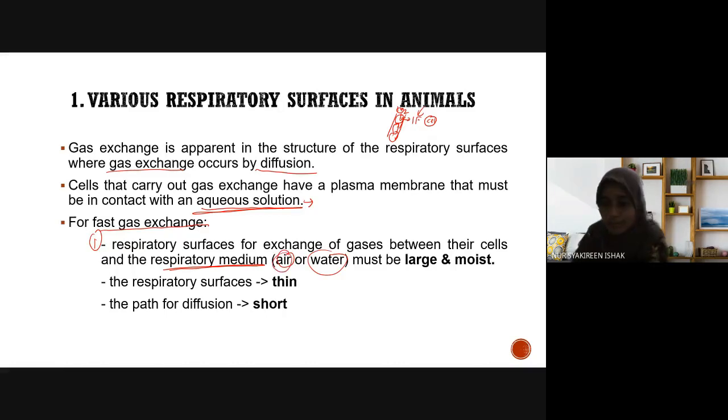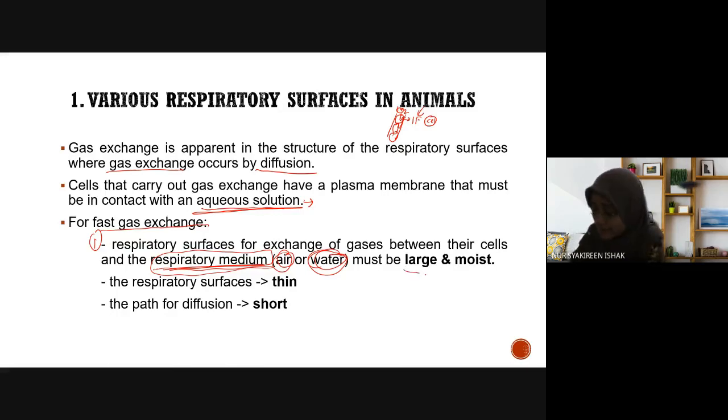Okay, so in air you have plenty of oxygen, and from that, the organism will exhale carbon dioxide, so that the carbon dioxide is released into the air. The same goes for aquatic animals. For aquatic animals, the source of oxygen comes from the water. So the respiratory medium is only two, air or water. Air is for terrestrial animals, water is for aquatic animals.